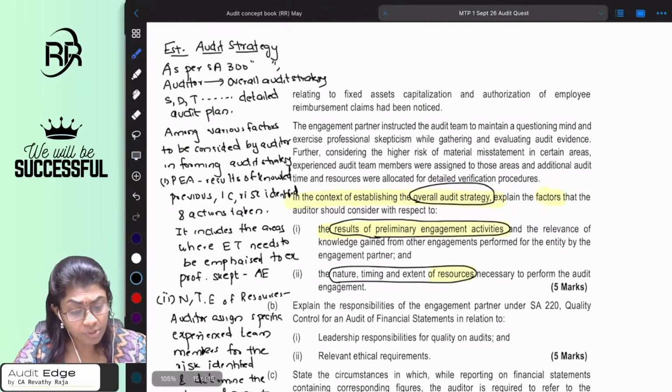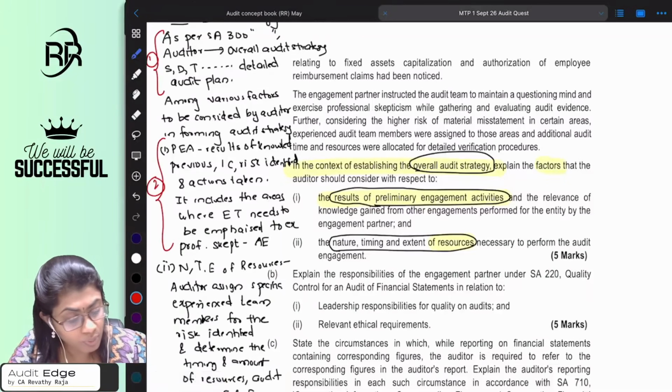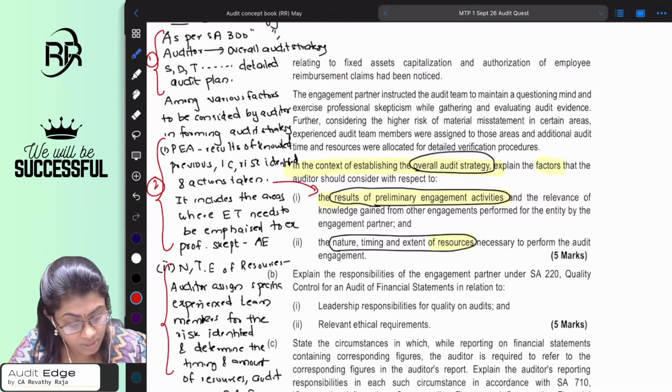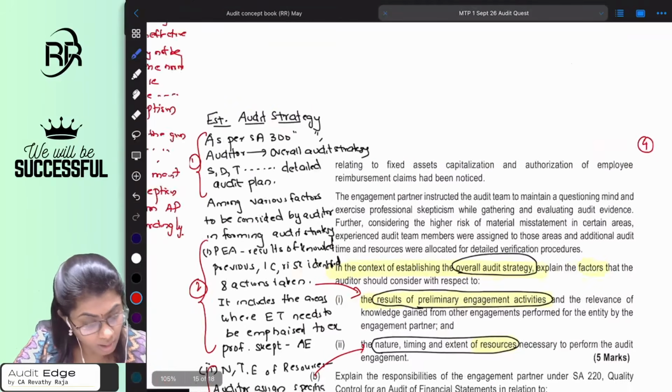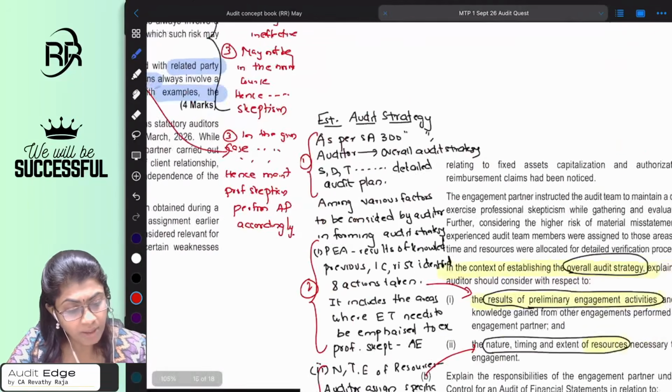Now don't forget to conclude. So this is the first para, the introduction para. Then this should be the second part where you wrote about this. This should be the third part where you address this. And now going to the last part, in the given case. It's a case study, right? Yeah, auditor of Gala PNK.